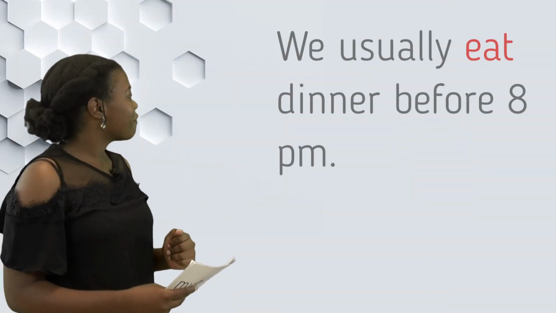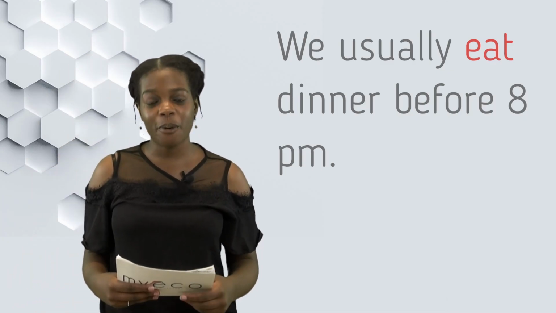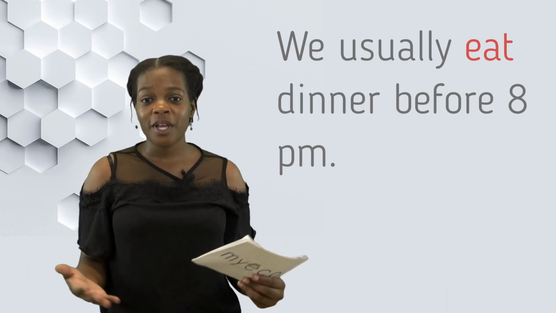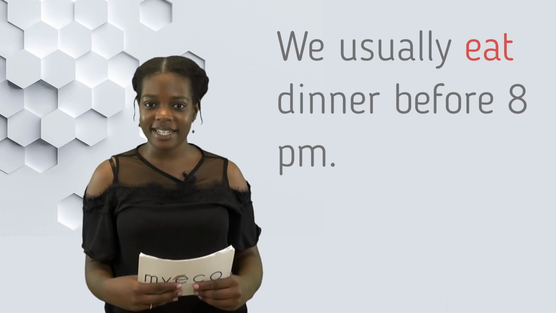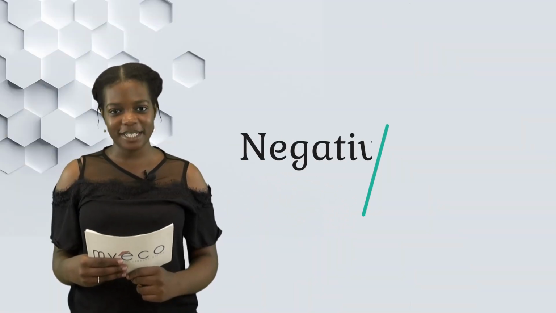And number 4, we usually eat dinner before 8 p.m. In this sentence, usually is a very important word. Usually means generally, and we know that when we want to describe something general, we use simple present tense. So that's how we understand that this sentence fits in that group. Now let's have a look at how we would make these sentences negative.